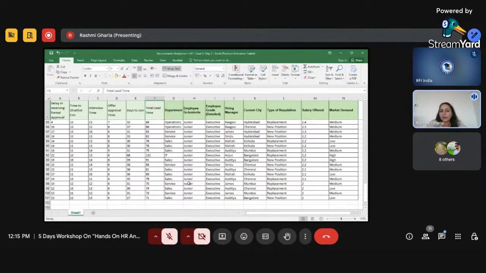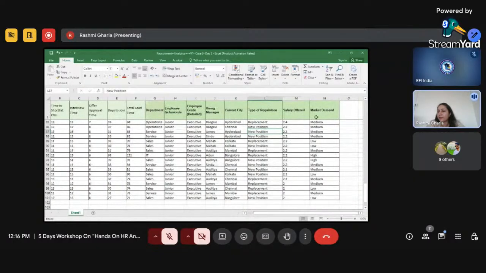Department-wise information is given, then employee grade detail is given, who is the hiring manager, then current city is given, type of requisition, whether this is a replacement person or the position is new, right? For which city I hired, the city information is again given, salary offered, and what is the demand of the job, whether in the market it is medium, high or low. All this information is given.